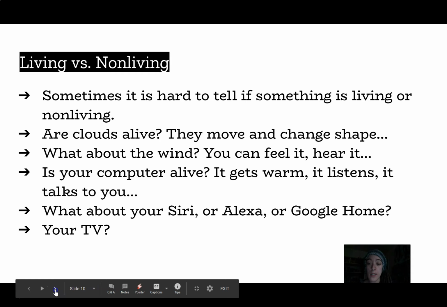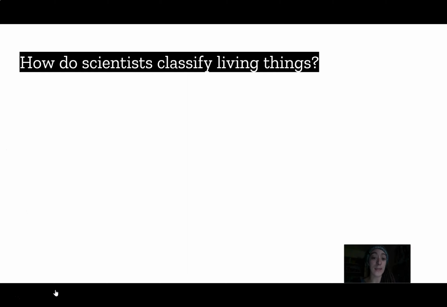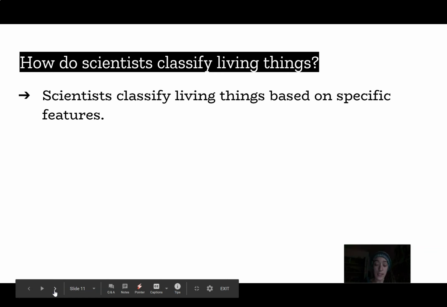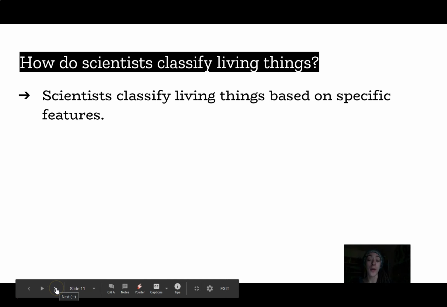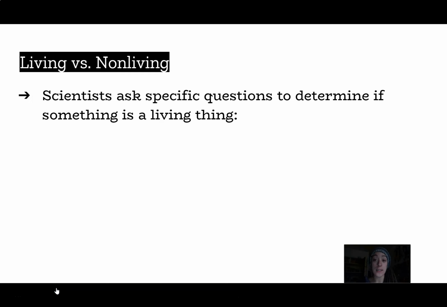But when we talk about living or non-living things, we are trying to look at it from a scientific perspective. So how do scientists classify living things? Scientists look at a list of 7 specific features, or attributes, or qualities, to see if something can count as a living thing or not. So when a scientist is trying to determine whether this is a living or a non-living thing, they ask these 7 questions.